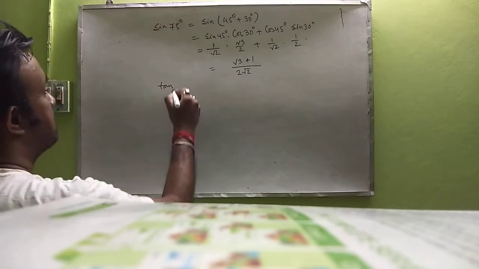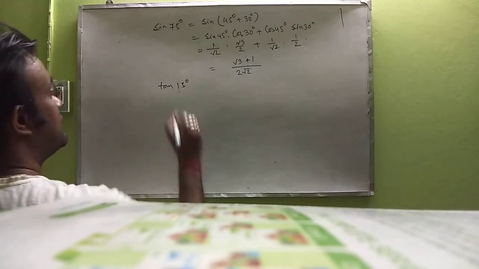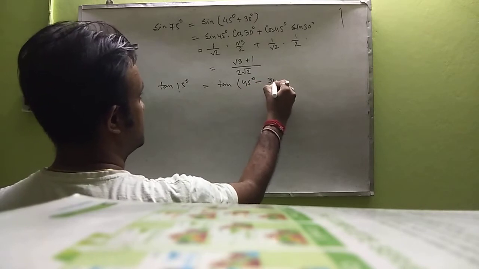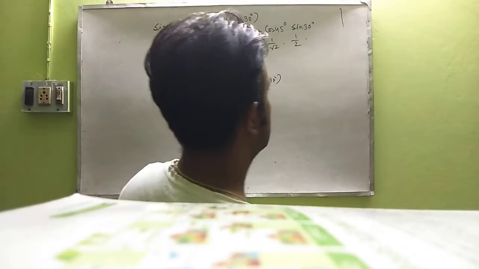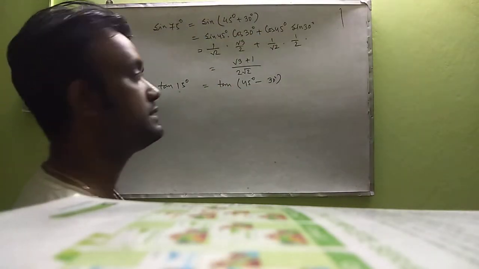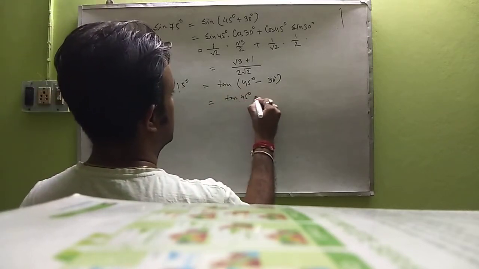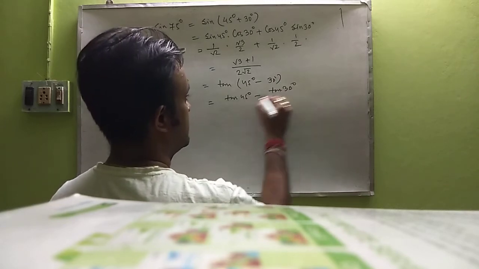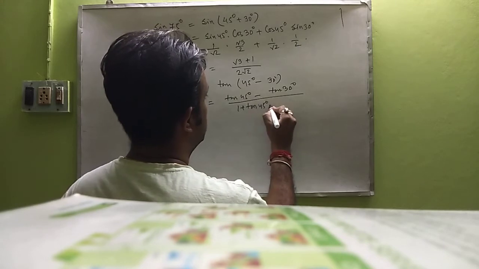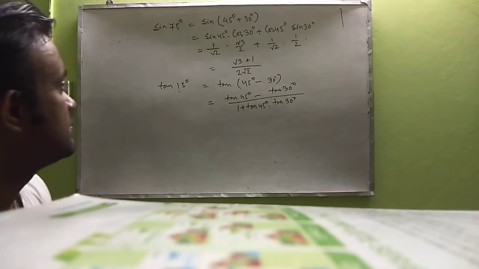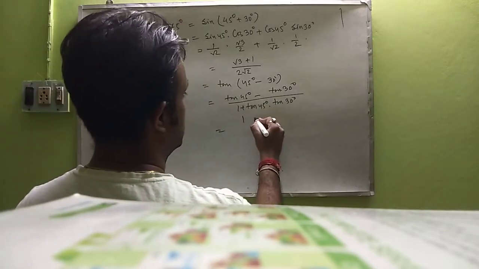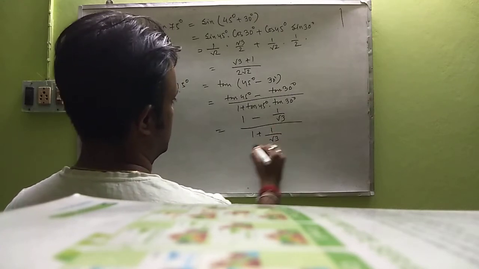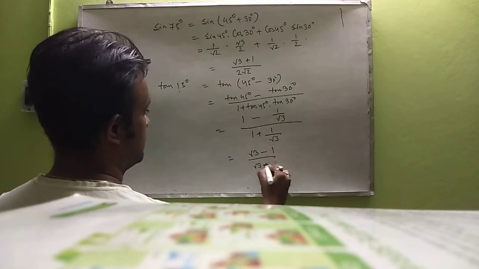If we evaluate the value of tan 15, then this 15 can be replaced by 45 minus 30. We have the standard angles of 45 and 30. Like the previous example, we can use the formula of tan(A minus B), which is tan A minus tan B by 1 plus tan A tan B. We have tan 45 is equal to 1, tan 30 is 1 by root 3, so 1 minus 1 by root 3 by 1 plus 1 by root 3, which will be root 3 minus 1 by root 3 plus 1.